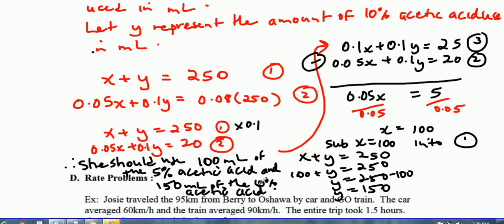Okay, so we changed the percent into a decimal here when we were figuring out what the total percent had to be, the total sort of concentration of each one had to be.